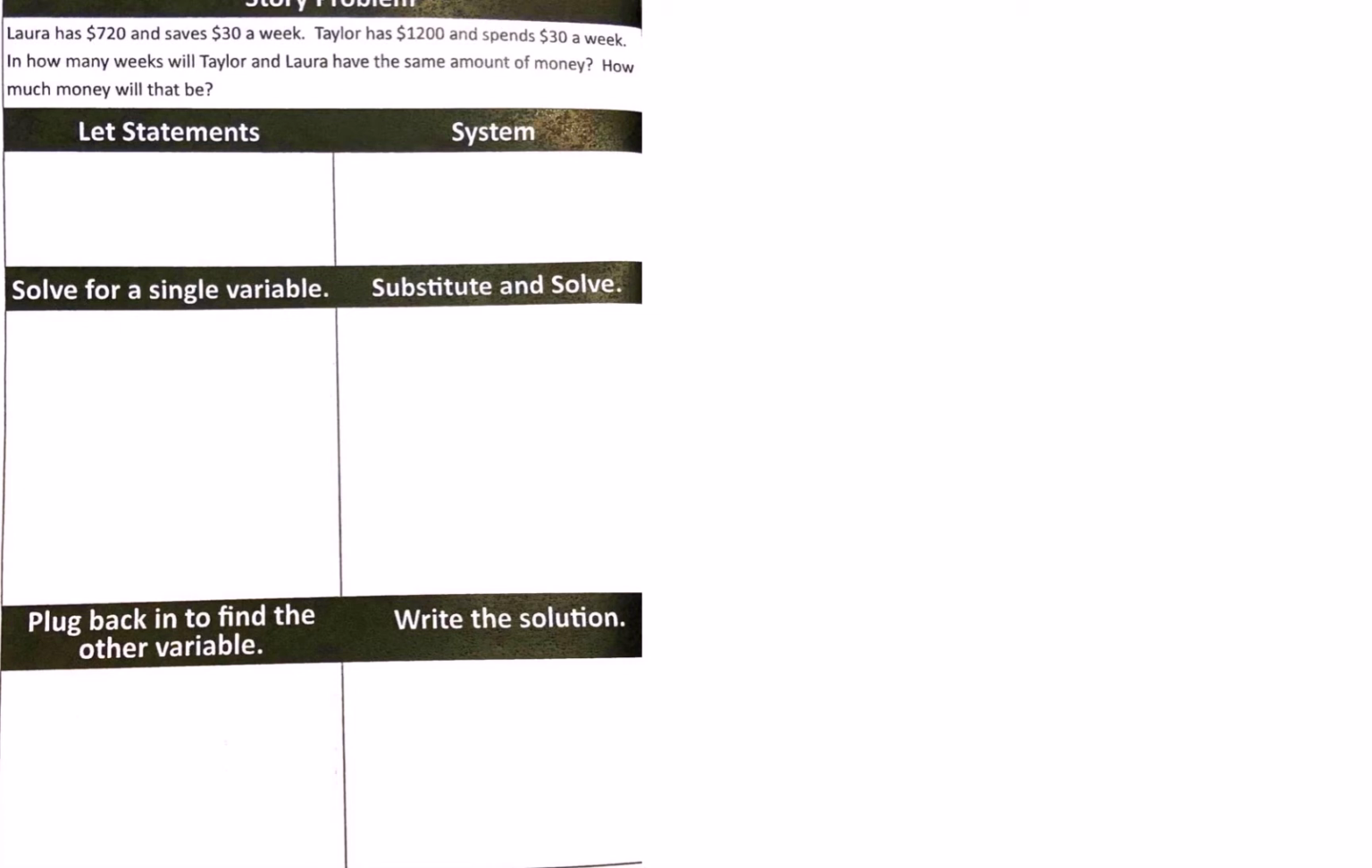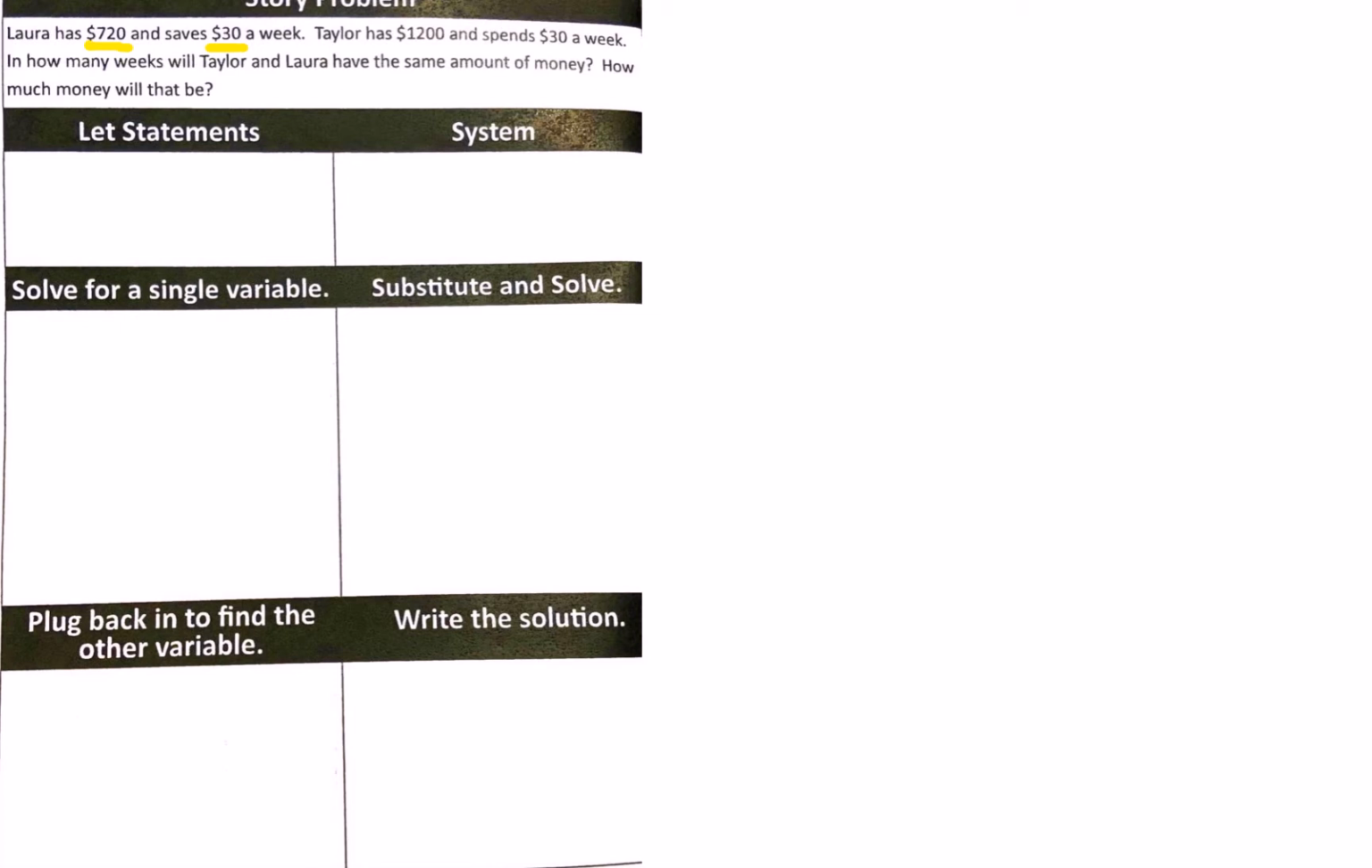And in this problem, you have to think different. You have to think about the rate of change and the y-intercept, the value for b, which is your starting point. So here we have that Laura is starting at $720 and she saves $30 each week. So her starting point is going to be $720 and her rate of change is going to be 30, and it's going to be positive because she's saving.